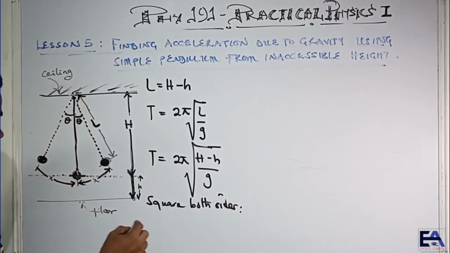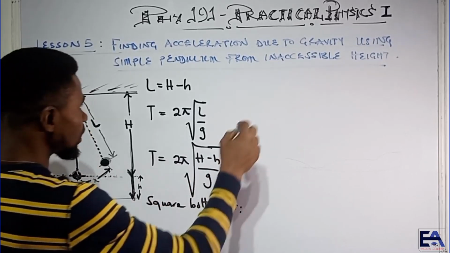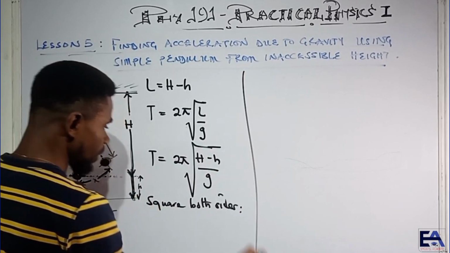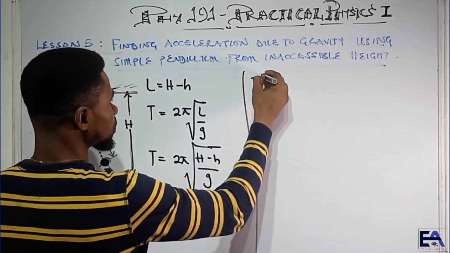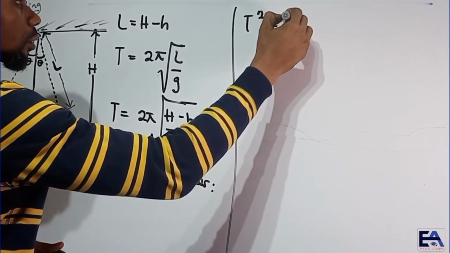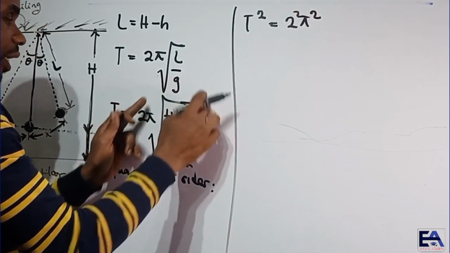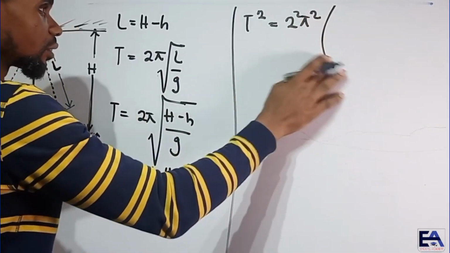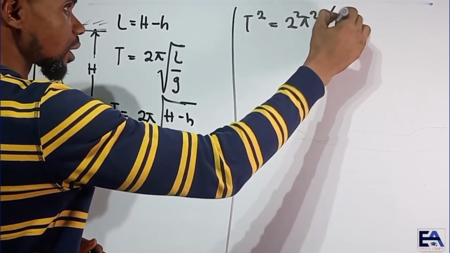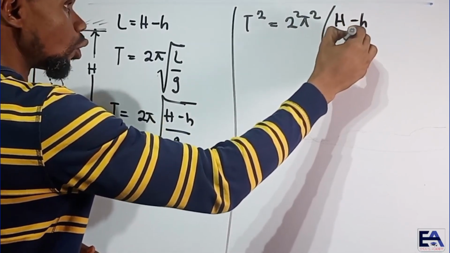So squaring both sides, we are going to be having, just continue from here. We're going to be having T squared is equal to 2 squared pi squared, okay? Then the square will cancel the roots, okay? So the square cancels the roots, keeping H minus h over g.